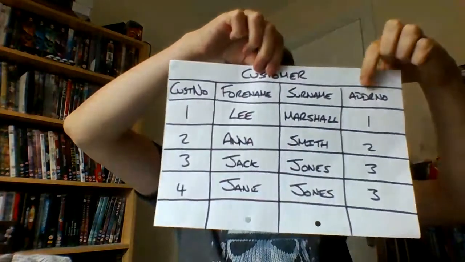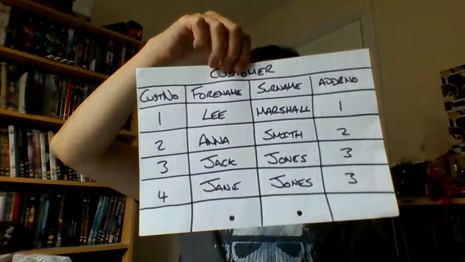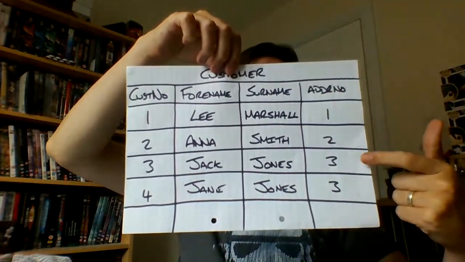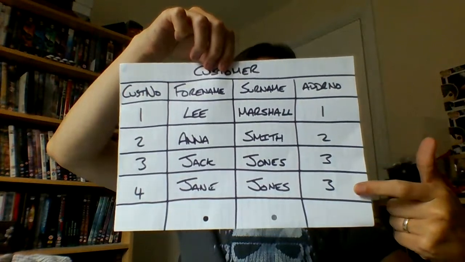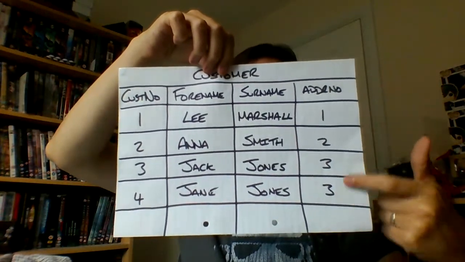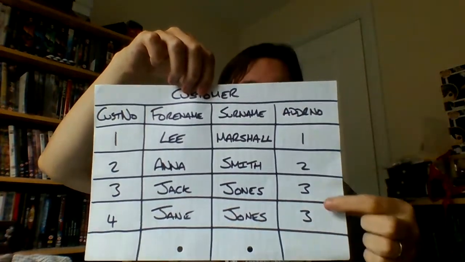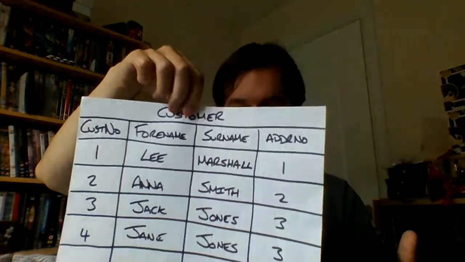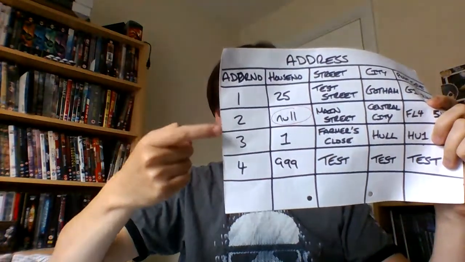And then your foreign key is a value which is a primary key on a different table. So these can be used more than once. So for example, both Jack Jones and Jane Jones both live at address number 3. We don't know what address number 3 is yet, but this represents more than one person lives there. So if we go to our address table, we have our address number column, and we have a 1, 2, 3, 4.